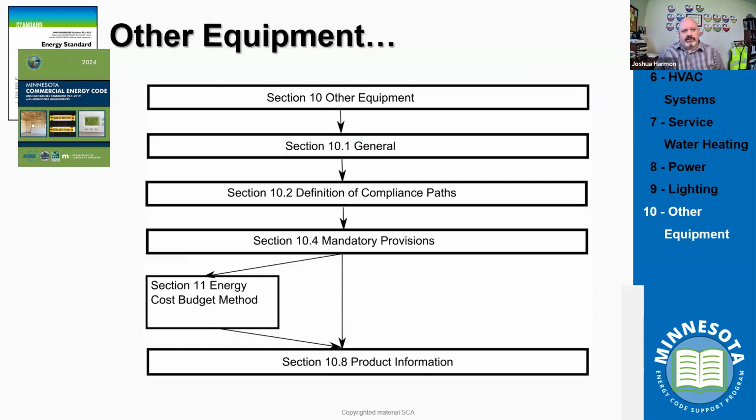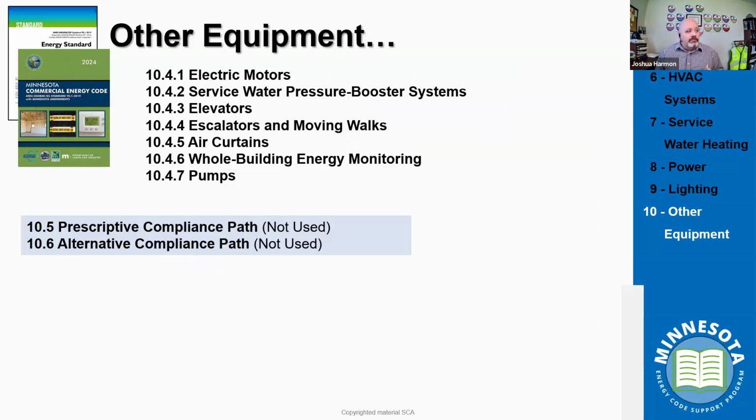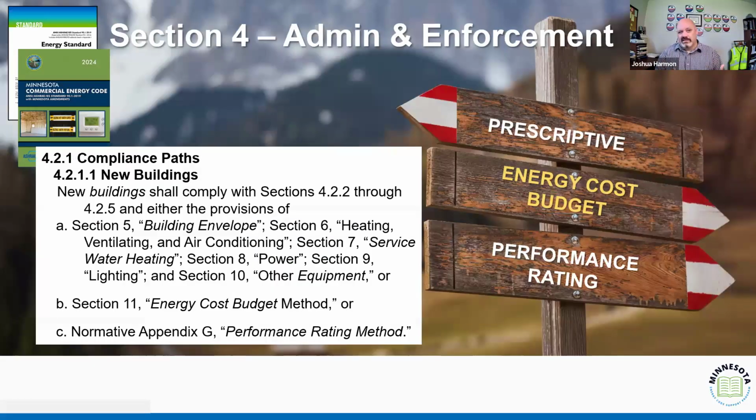And then the code also identifies a variety of other equipment, things that we consider like elevators, pumps, whole building energy monitoring systems, escalators, those kinds of things. And the code just says that if we're going to have those systems installed, we need to follow certain prescriptive requirements, or expectations, for their installation.